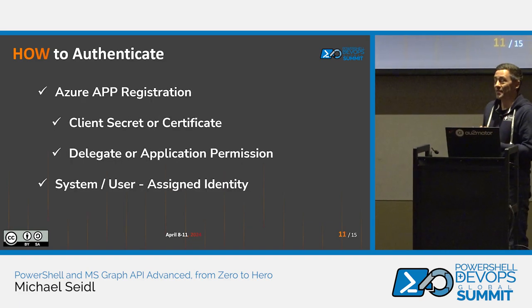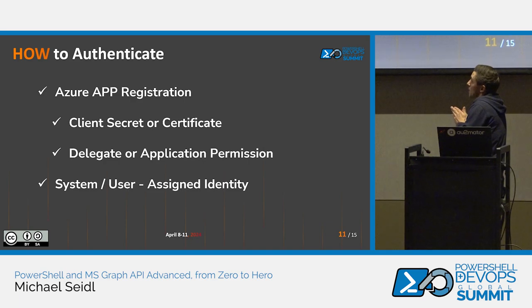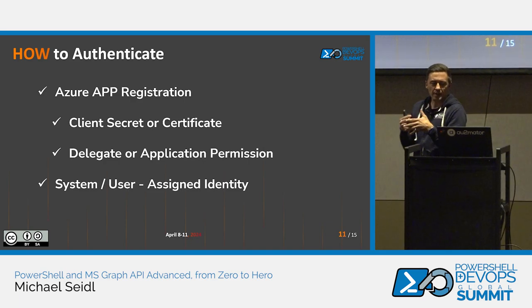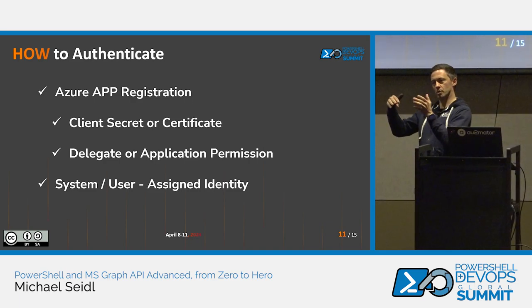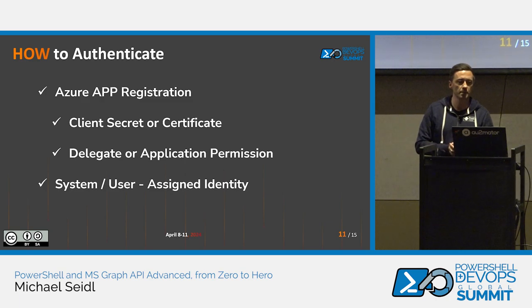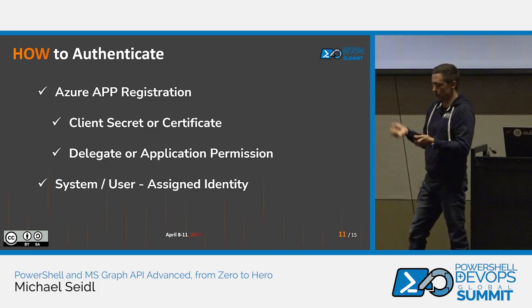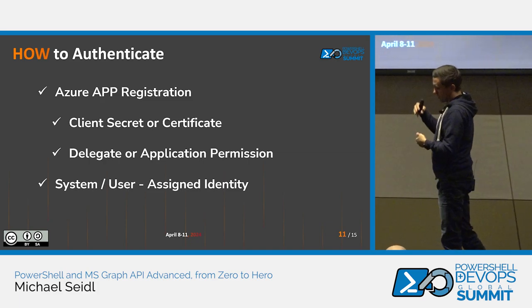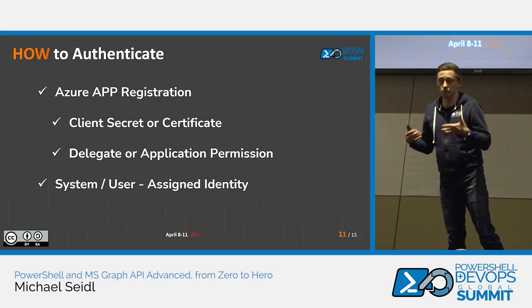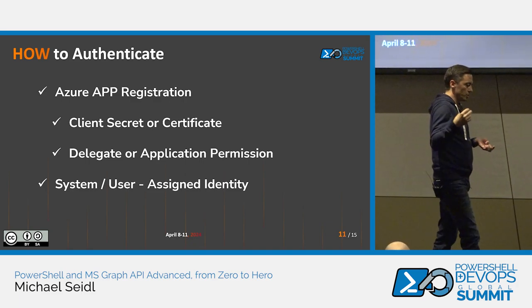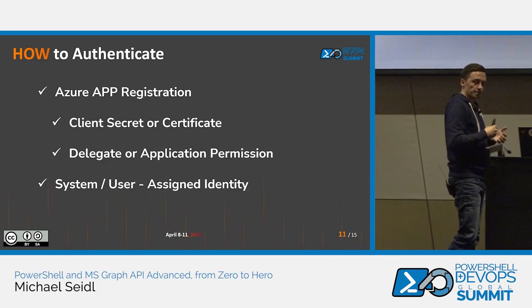So how to authenticate? There are two ways to authenticate from your PowerShell script to the Graph API to do anything. There's an Azure App Registration or the system and user assigned identities. Microsoft prefers the system and user assigned identities. So you have a user, mainly a user in Azure. This user gets some roles, permissions, and this user is used to connect to the Graph API.